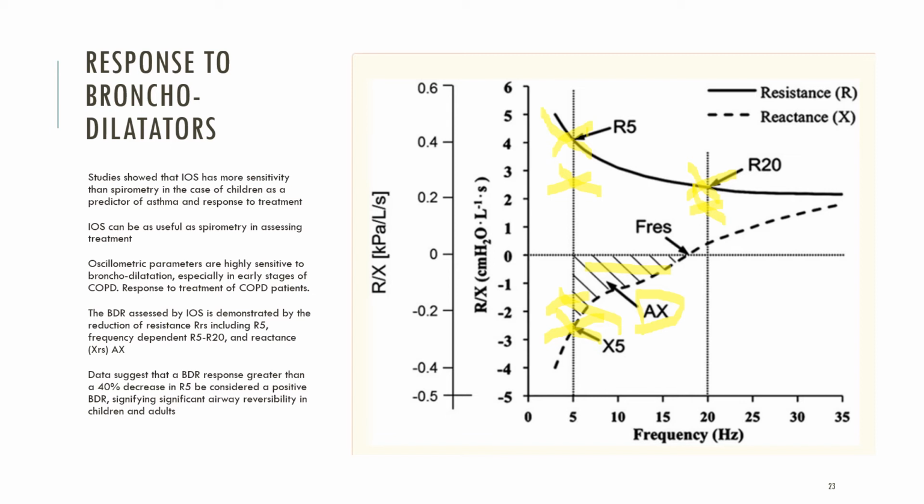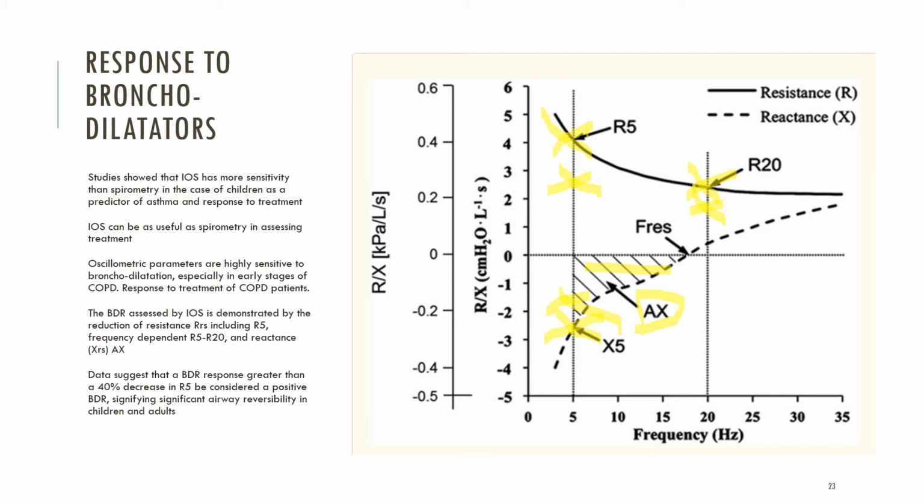Also, they say that a bronchodilator response is a greater than 40% decrease in R5. So basically, if your R5 goes down by 40%, that equals significant airway reversibility. In other words, if your R5 value goes down by 40% or greater, you really had a profound effect by the bronchodilator. And I'm going to get a little bit more into that a little bit later. But that's how you do it.